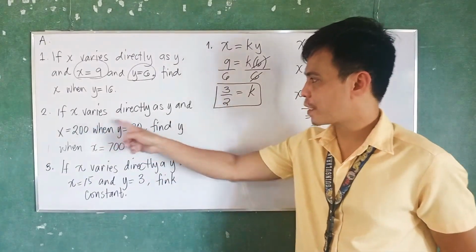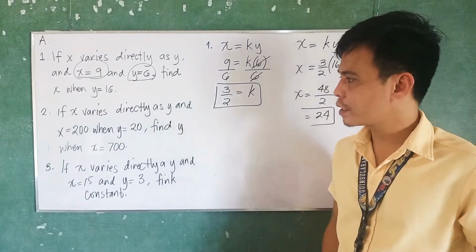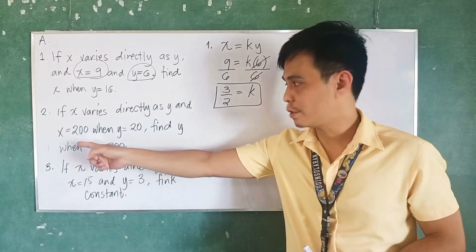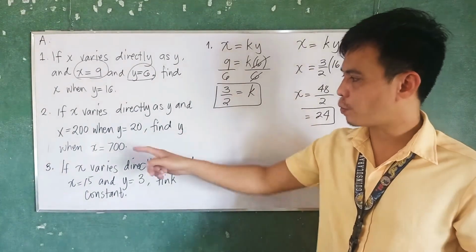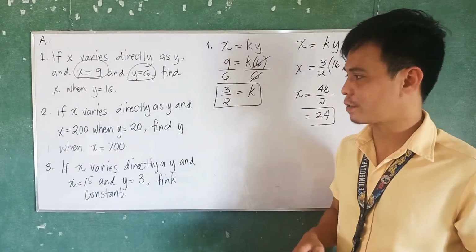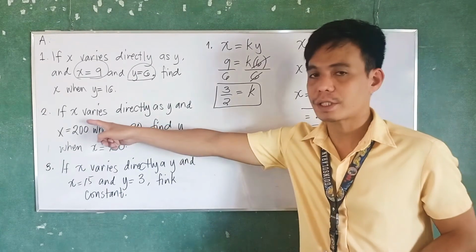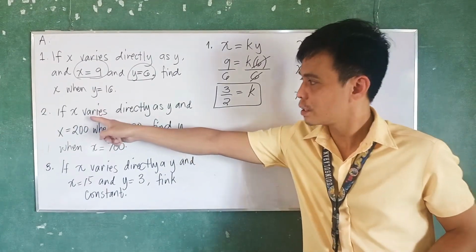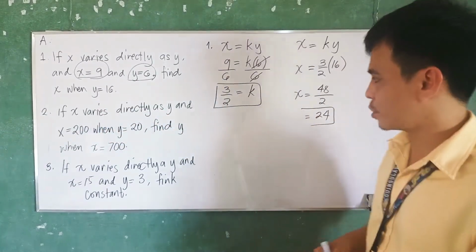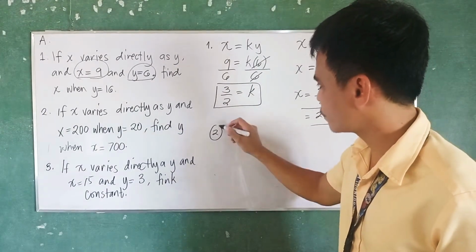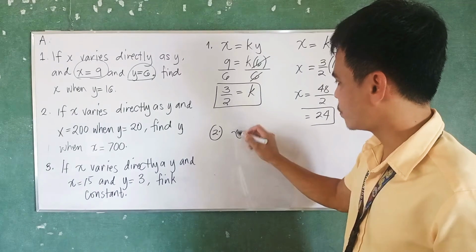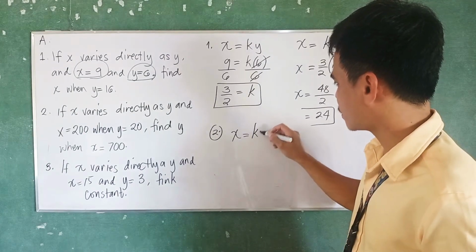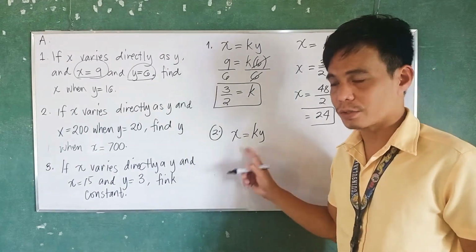So x varies directly as y, and x is 200 when y is 20. Find y when x is 700. So gagawin natin is to translate the sentence into a mathematical symbol. So therefore, for number 2, x varies directly as y. Laging tandaan yun, guys.